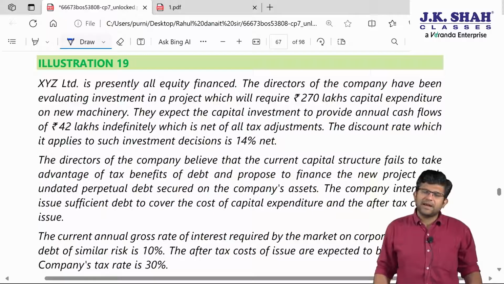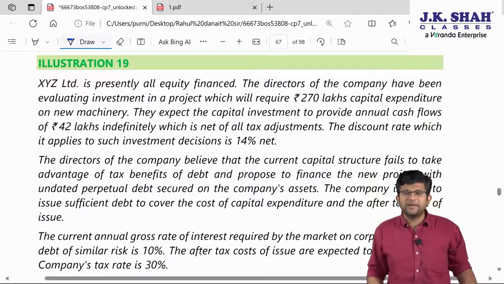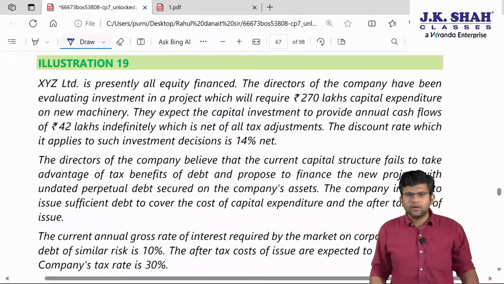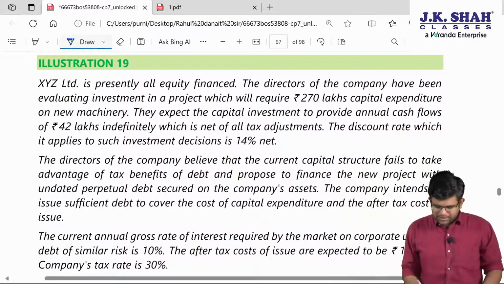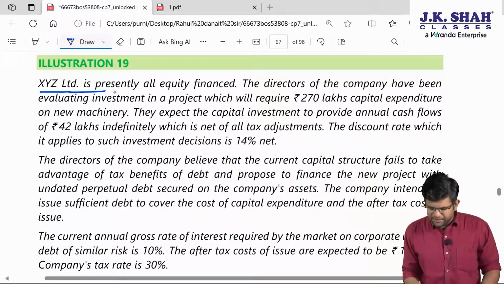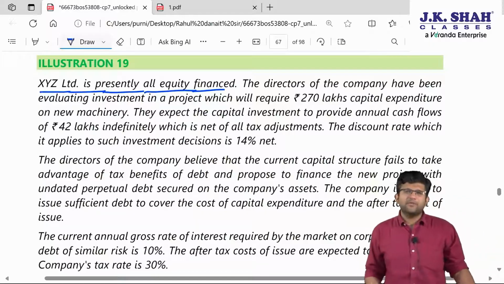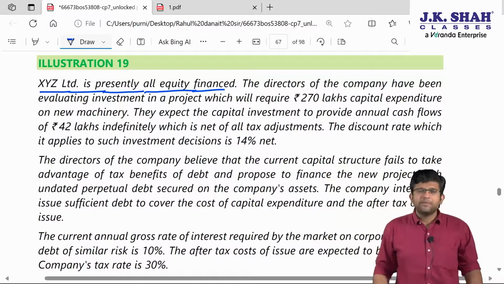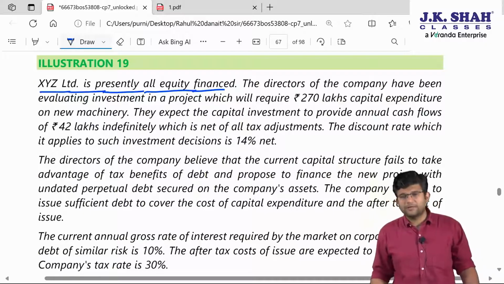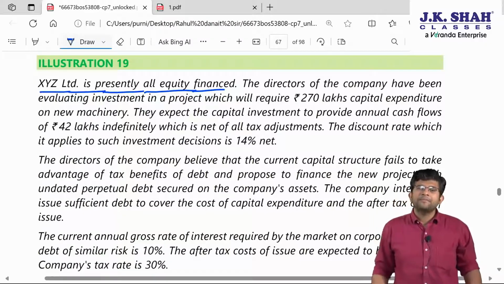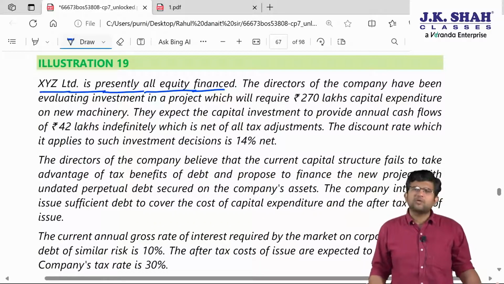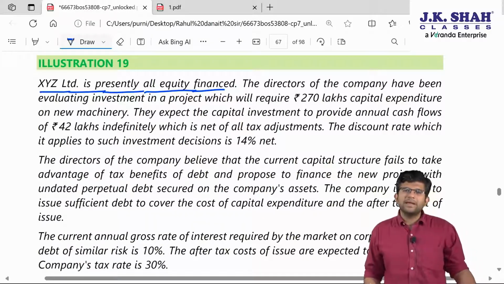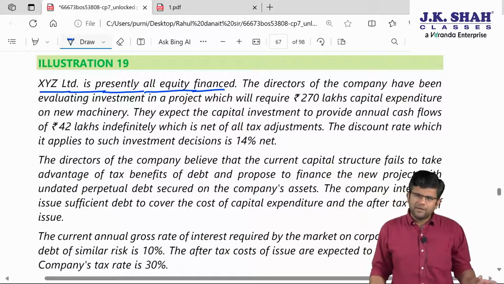Okay, so now let us try understanding what adjusted present value is through this particular question. They are saying XYZ Limited is presently an all equity financed company, which means this company completely runs on equity financing. There is no debt, which means here the cost of capital which will be used for discounting future cash flows to find the NPV will be KE, because there is no KD and therefore no point in calculating KO, because the KO and KE will be the same.